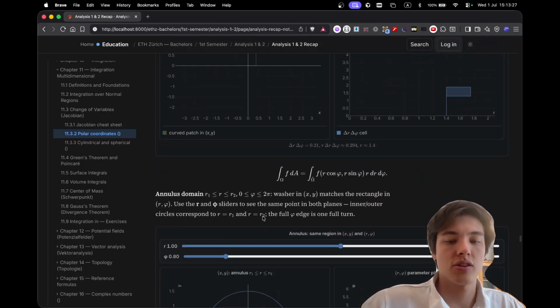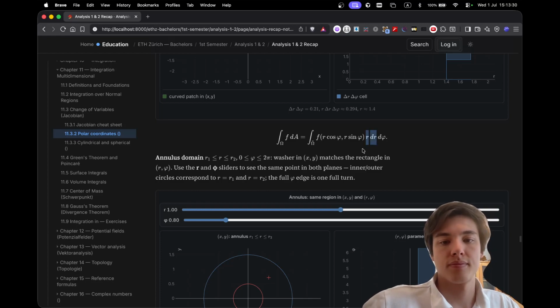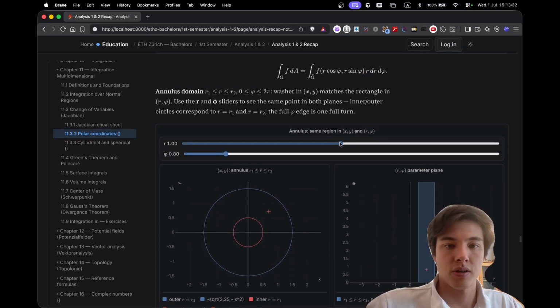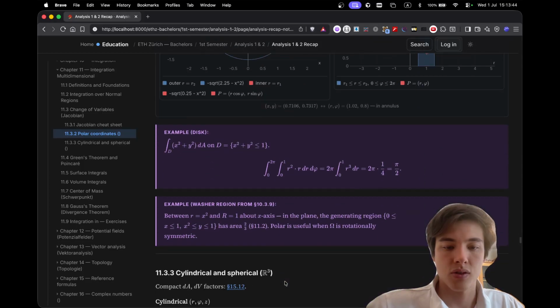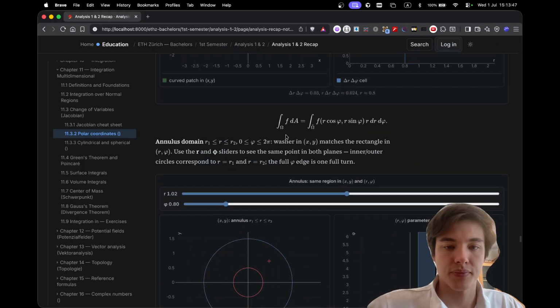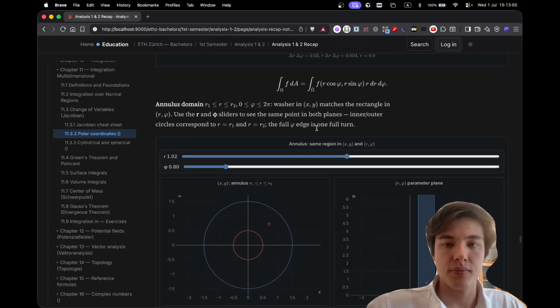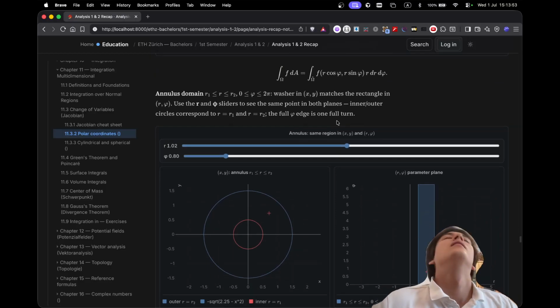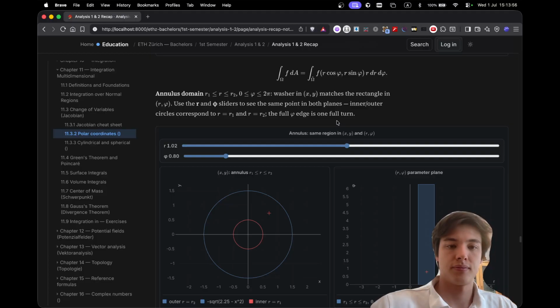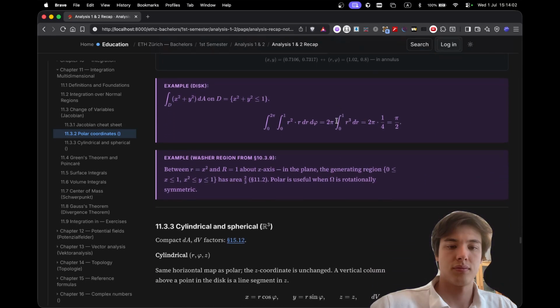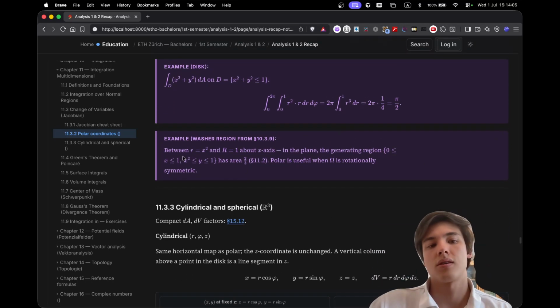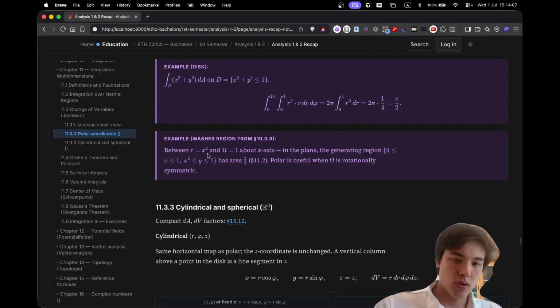Here, just an explanation. Annulus. It would have been easy to show that we go through here and then we skip and then go on the edge if we go like this. So that also needs to be scaled. Let's say between R equals squared.